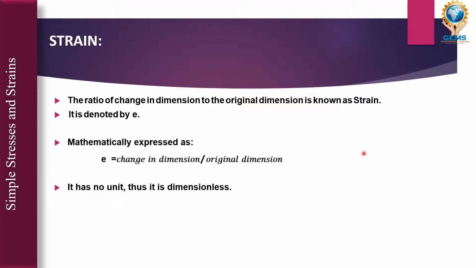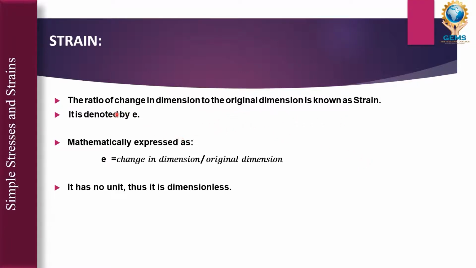The second one is strain. We are going to see strain. Already we have seen what is stress. Stress is simple: sigma is equal to P by A. P by A means Newton per meter square. Now we will see what a strain is. Already you must have studied in first year. What is a strain? Change in length by original length.